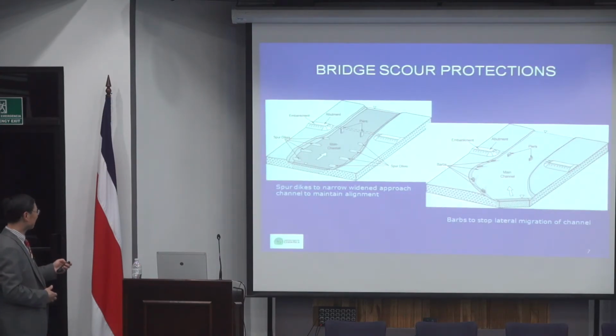Or if you have widening of the channel, that may be an indication you have a problem. In order to prevent that from going further, you can build a rock dam or a dike. Basically, just small rocks to reduce the water flow. And if you have this kind of shape, it's the same thing. You can provide some kind of restrictions to prevent the water from going too fast against that.